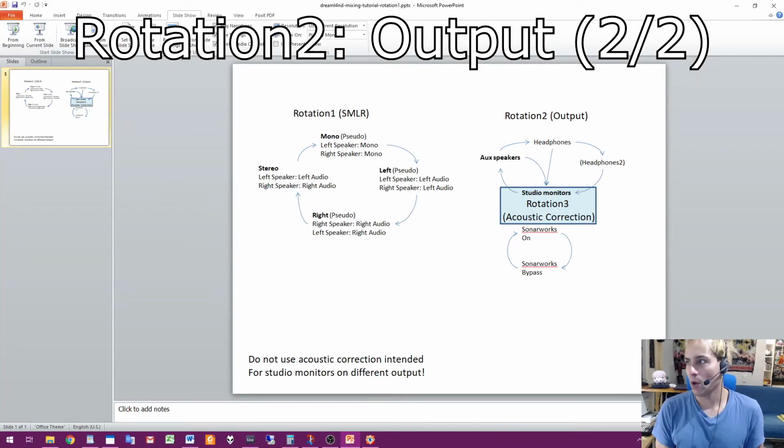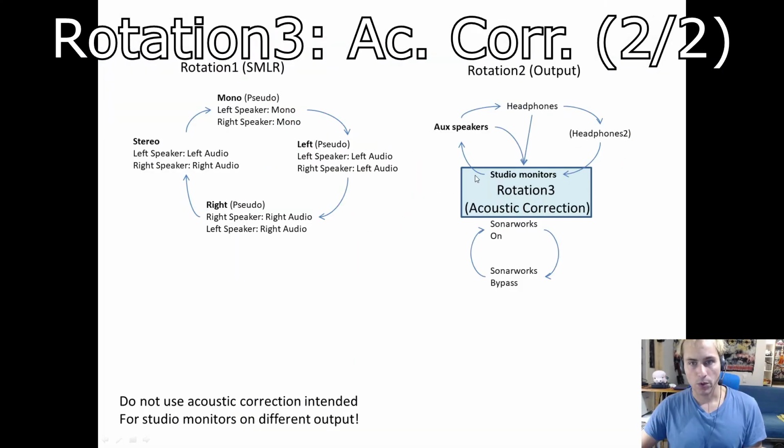During the lifetime of a tune, from beginning to end, I'm switching between speakers hundreds of times, between studio monitors, aux speakers and headphones. Rotation 3, you see here, is acoustic correction, switching it on and off and on and off. Typically I'm doing this only when studio monitors are enabled. If you are using acoustic correction like Sonarworks, remember not to use acoustic correction intended for studio monitors on a different output, like your auxiliary speakers or headphones. Otherwise you will get a wrong frequency response curve.